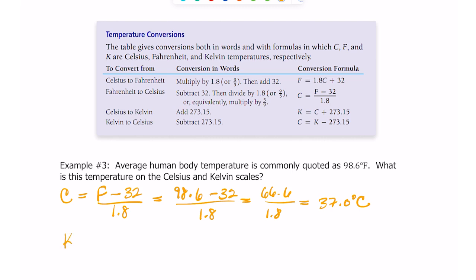Okay, I also want to convert to Kelvin. So for Kelvin, I'm going to take now the Celsius temperature that I just found, and I'm going to substitute it in. So Kelvin is equal to Celsius plus 273.15. So I know that 98.6 degrees Fahrenheit is 37 degrees Celsius. So I'm going to do 37 plus 273.15. So in Kelvin, the average body temperature would be 310.15 Kelvin.